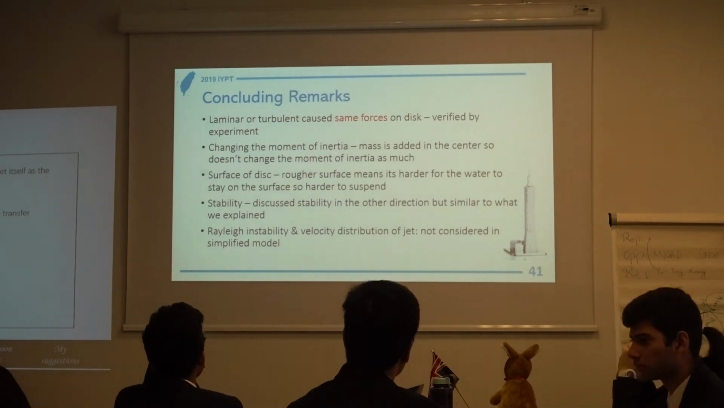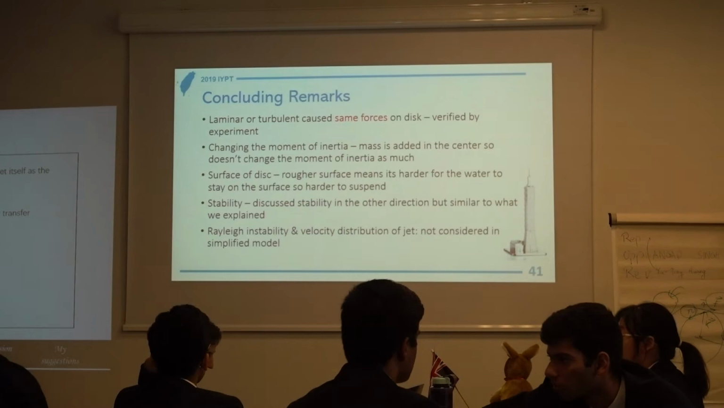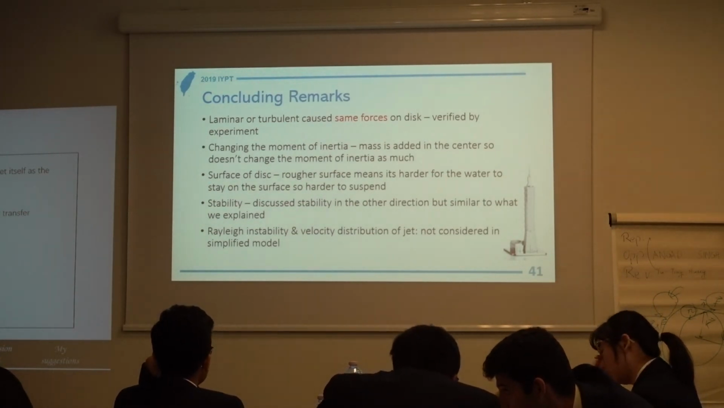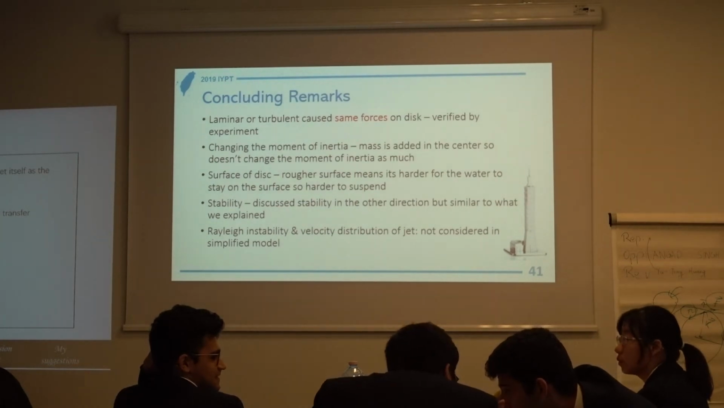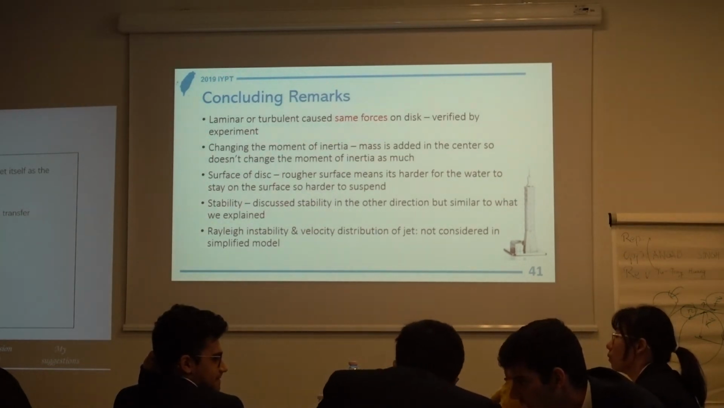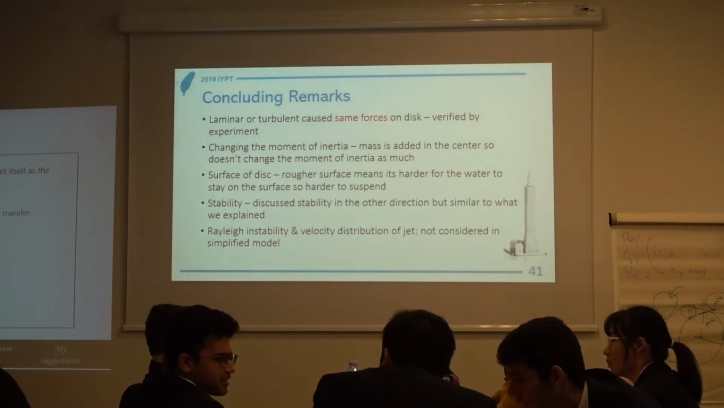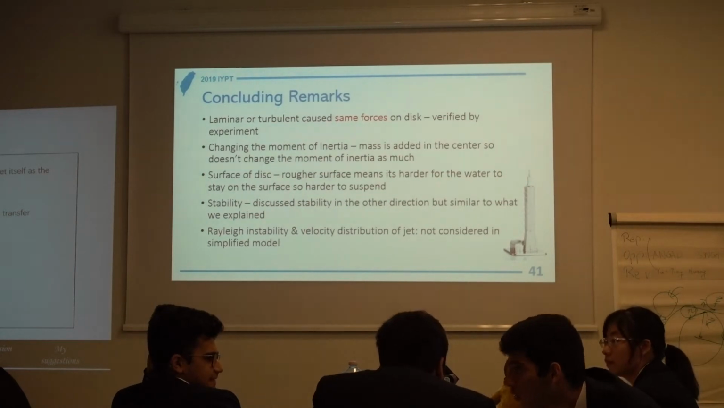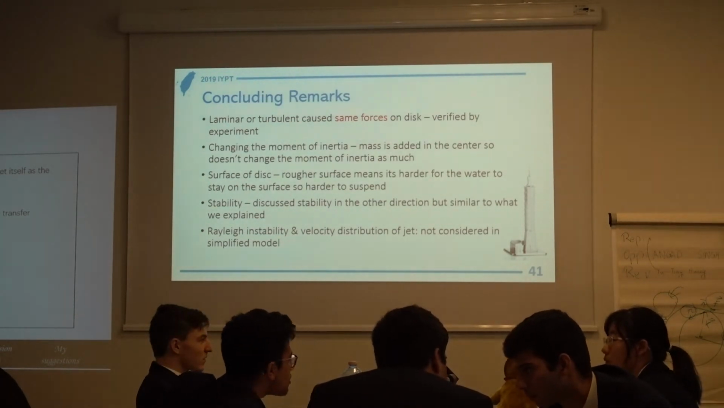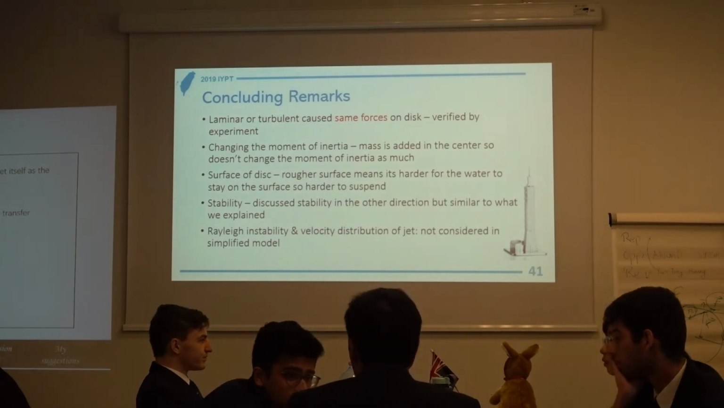About the surface of the disk, the opponent mentioned that with a rubber surface it will be harder for the water to stay on the surface, so it will be harder to suspend it. And we'll be discussing the stability. We only decided on one direction, I believe. We have tested in other experiments that when we change the direction, we get a similar result to the direction we put in our report. And the relative stability and the velocity distribution of the jet are not considered in the unified model.